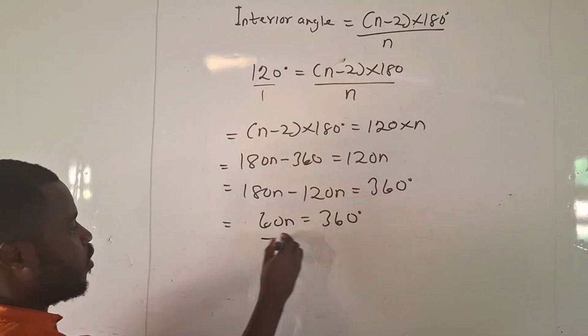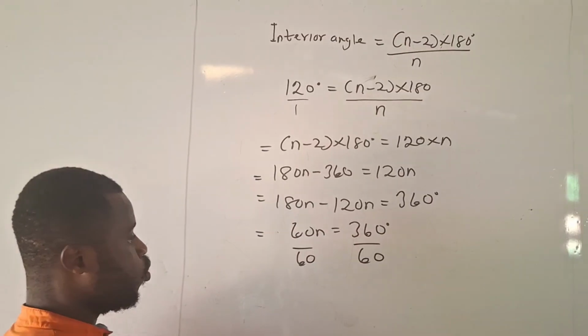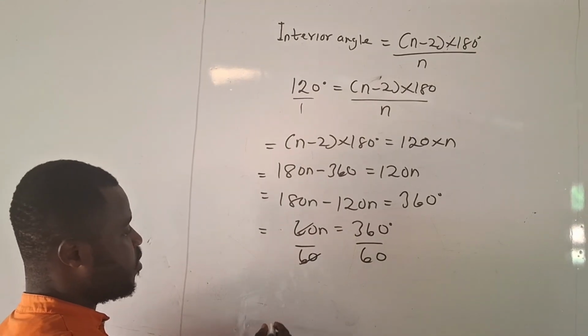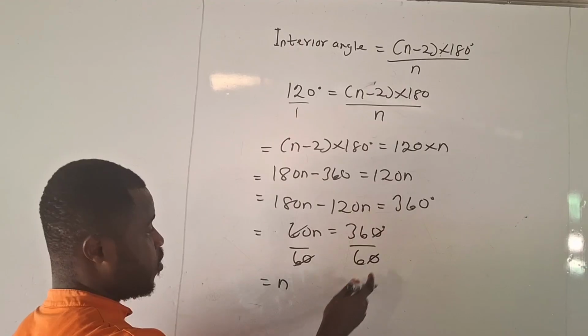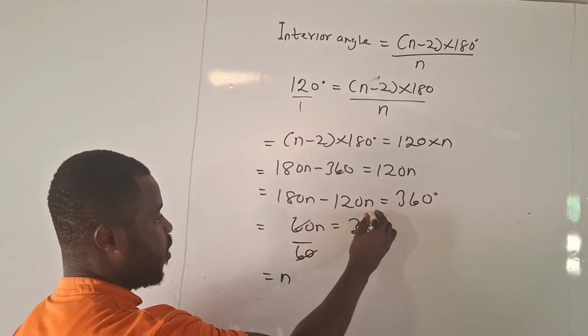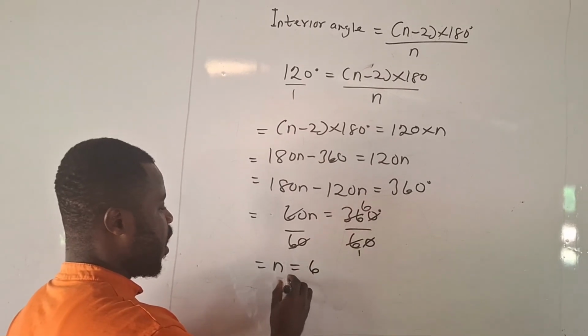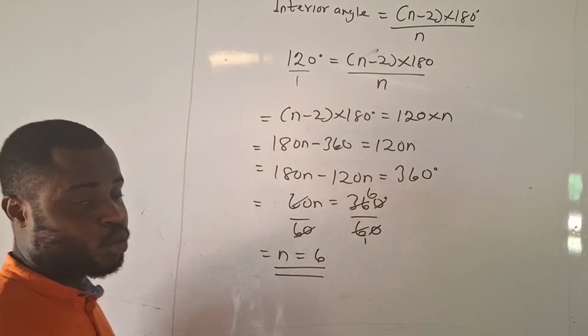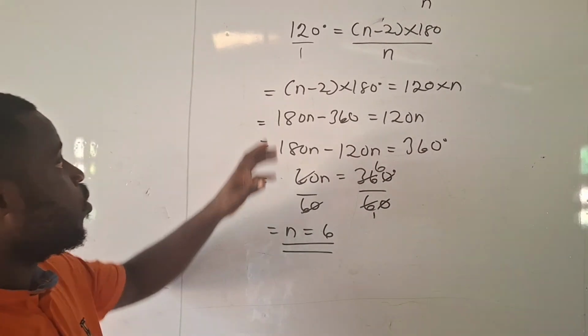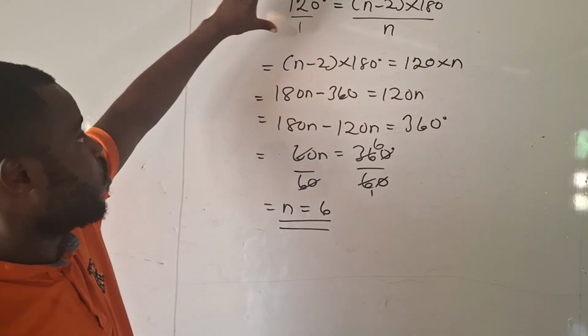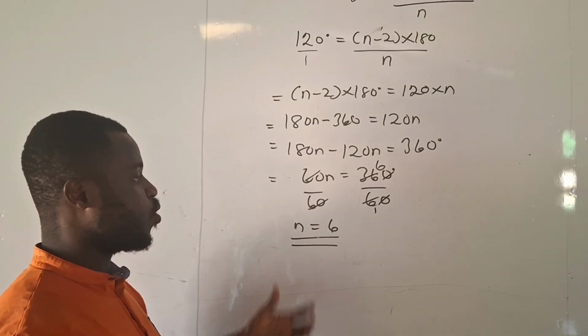We are looking for n, so we divide both sides by 60. What do you have? n. Then 60 divided by 60 is 1, and 360 divided by 60 is 6. So our n is equal to 6. It means the number of sides of such a polygon with that interior angle is 6.